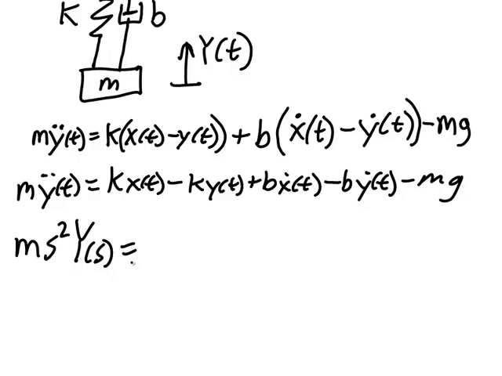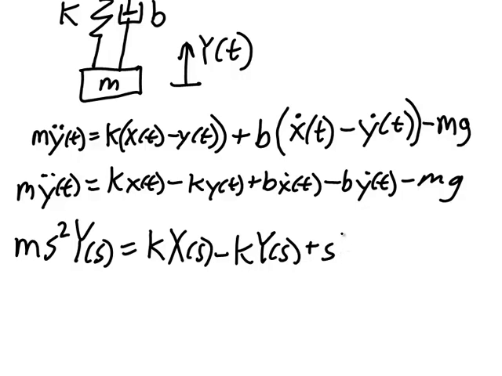Now, with the x of t, there is no derivative. So what we have here is simply k times x of s, and the same for the next term. However, this term with damping has a first derivative. So here we do end up with an s. And the same for the next term.